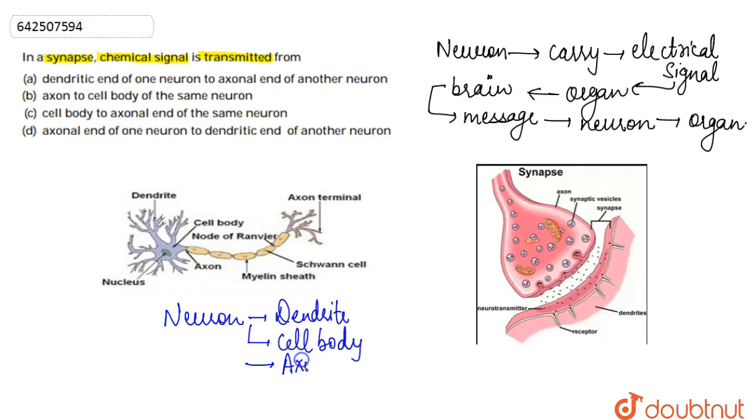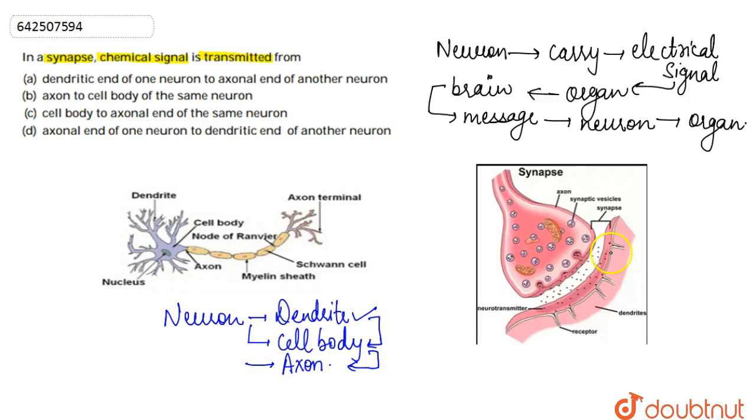the axon. So basically the electrical impulse first enters the dendrite, and then from the dendrite it travels to the cell body, and then from the cell body the electrical impulse goes to the axon and travels through the entire length of the axon and reaches the axonal terminal, the axonal end, and then after that the information has to transfer to the next neuron.